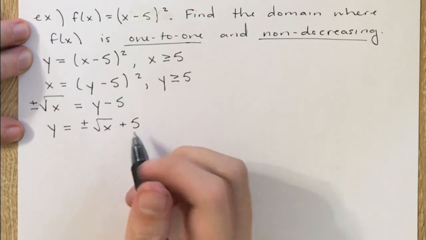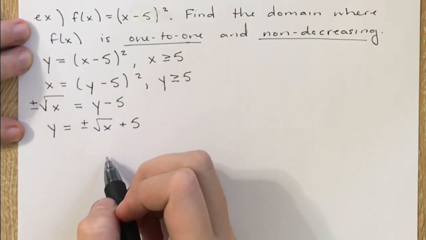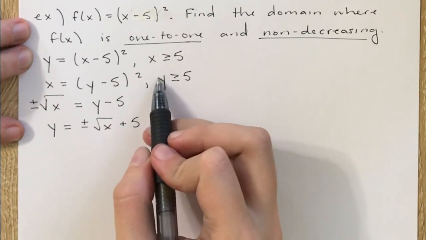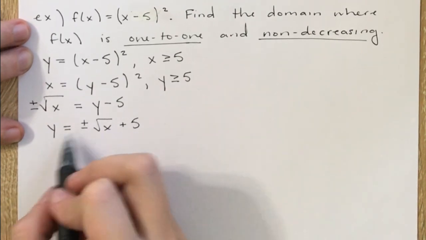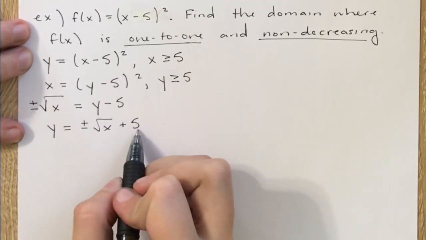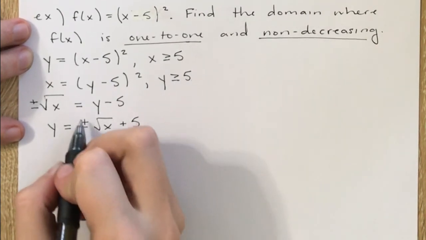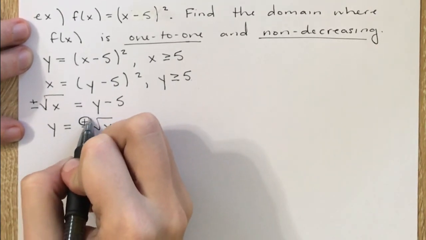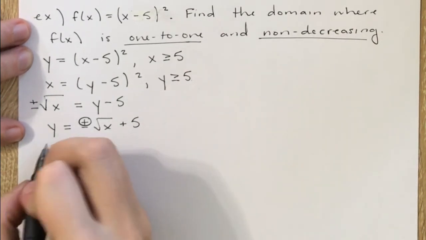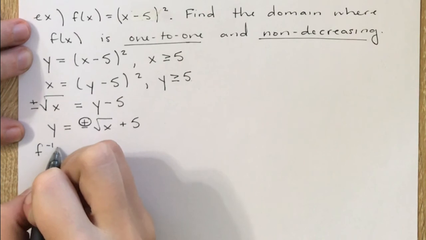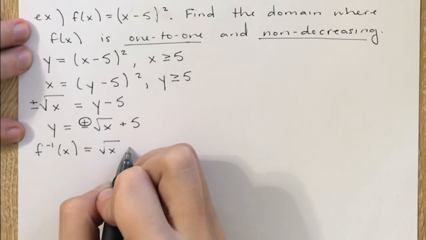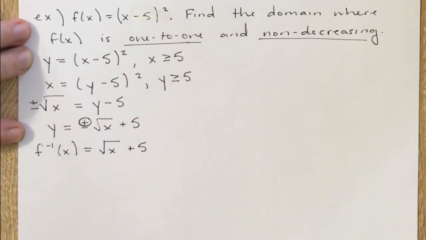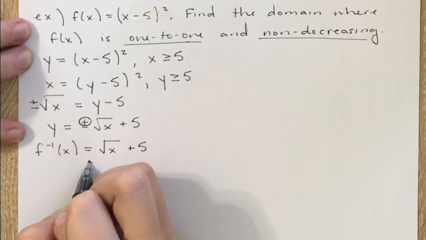But we have something that can tip us off as to whether we want positive or negative, right? This guy. We want y to be greater than or equal to 5. So if we have this guy plus 5, and we know we want to be greater than 5, then we want to add something positive to 5. So that means that our final inverse, f inverse of x, is positive square root of x, plus 5. That is our answer.